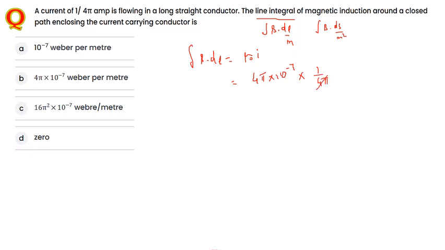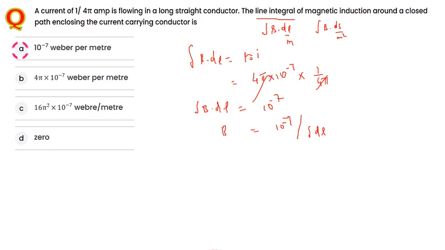So 4 pi will be cancelled here. So what you are having here is 10 power minus 7. This one here is integration of B dot dl. So what they are asking here is magnetic induction. Magnetic induction means B is equal to 10 power minus 7, and the unit, already they have given the unit here, is integration of dl. So that's what you are going to have. So the answer here is 10 power minus 7.